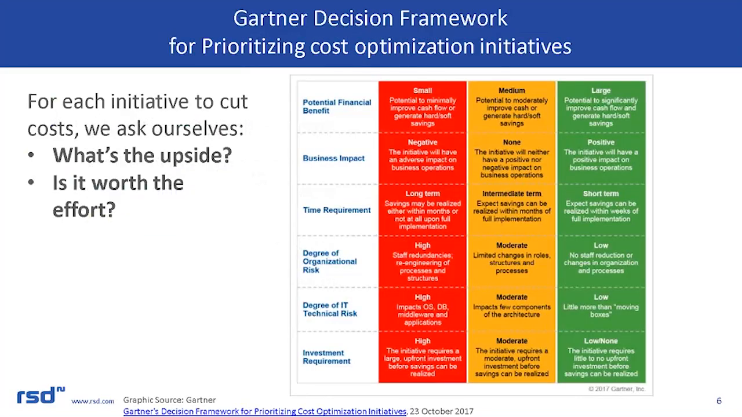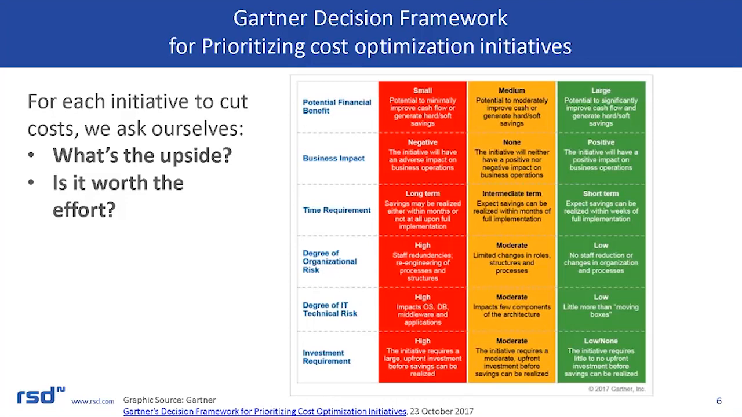On this page, we actually see the Gartner Decision Framework template that we're going to use to weigh the benefits and risks of a cost optimization initiative. The criteria are listed on the leftmost column of this outline, and the categories go from left to right, red to yellow to green, or fair, good, better order. CIOs should evaluate cost optimization initiatives using these 6 criteria.